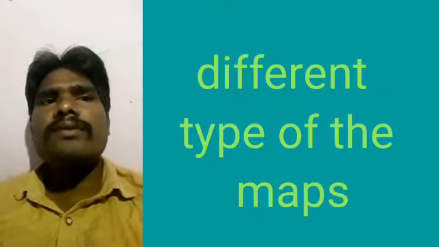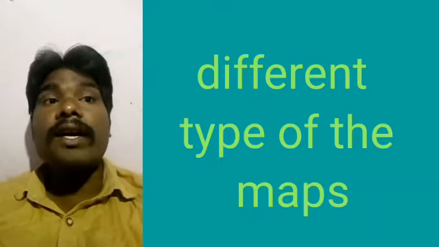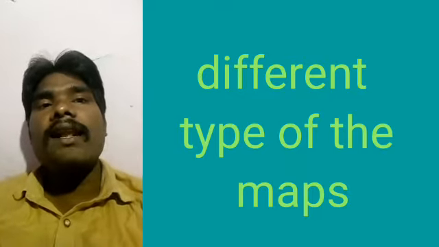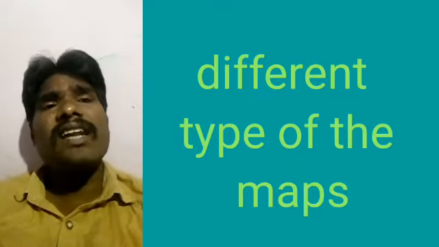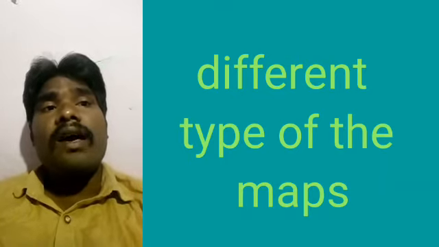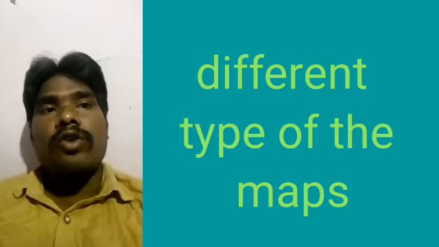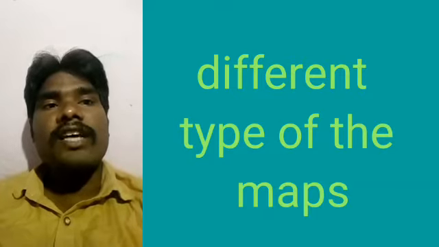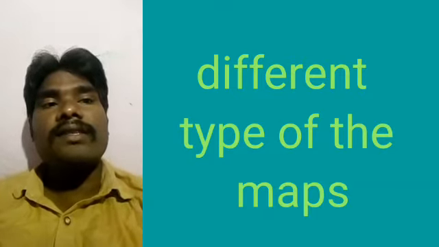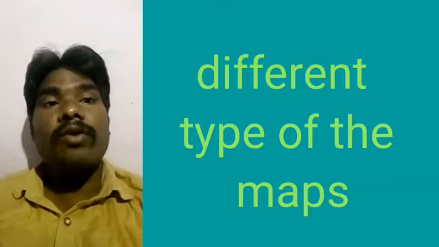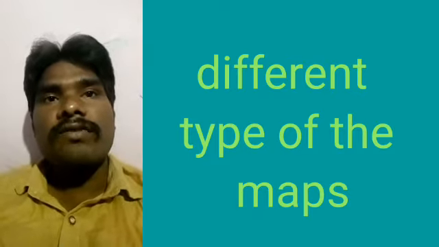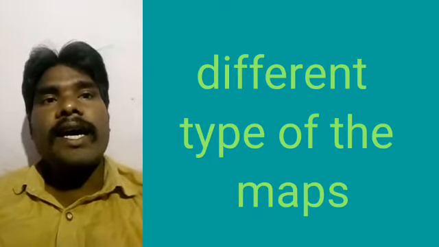What are political maps? Maps showing boundaries of the countries and states and the important cities are known as political maps. What is a physical map? Physical maps show natural features of the land, such as mountains, rivers, and plains, etc. Which map is showing us that? A physical map.